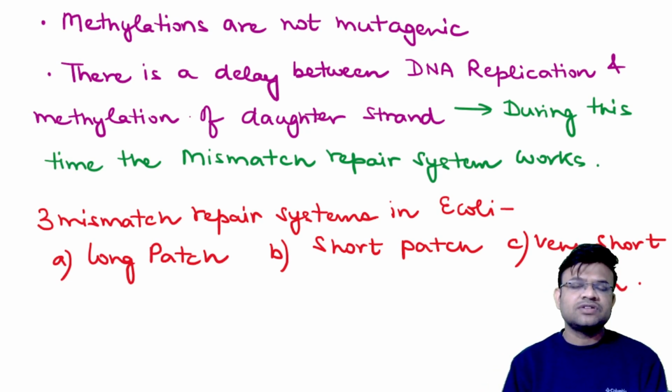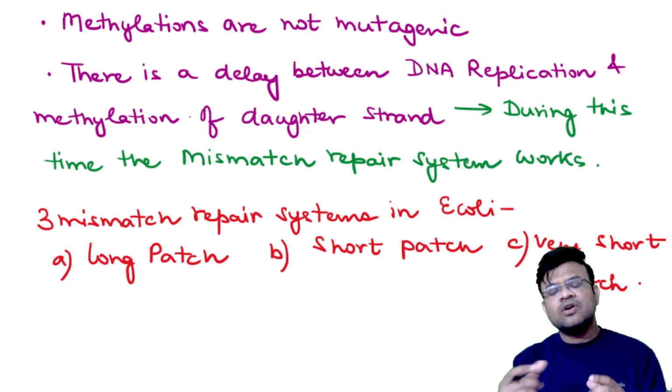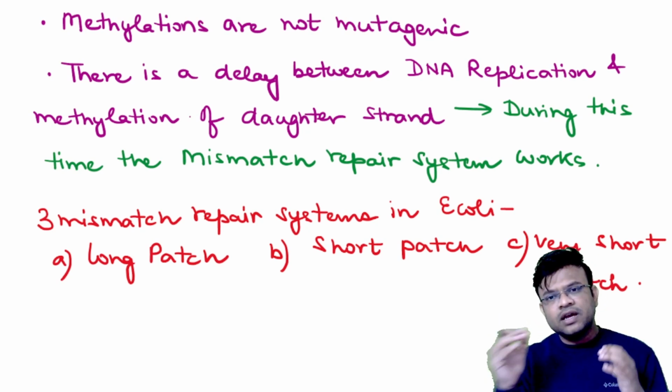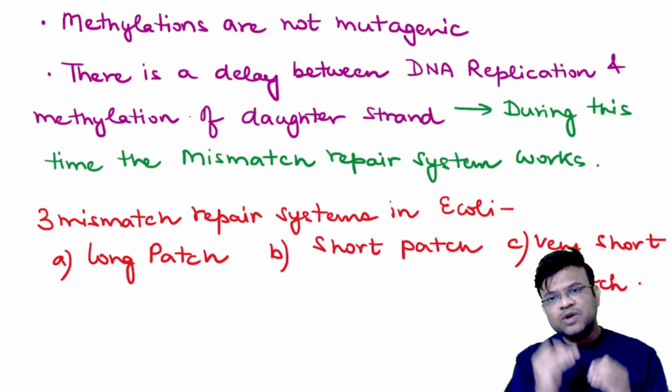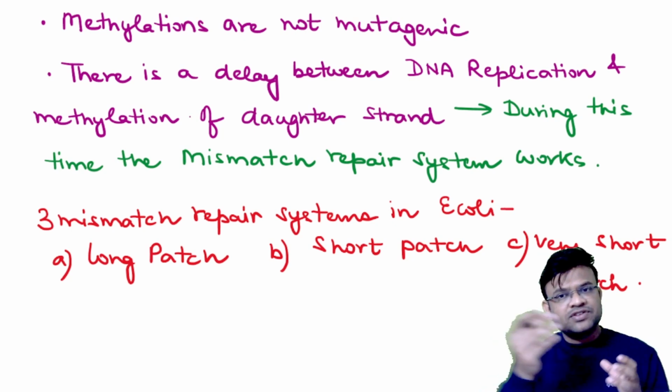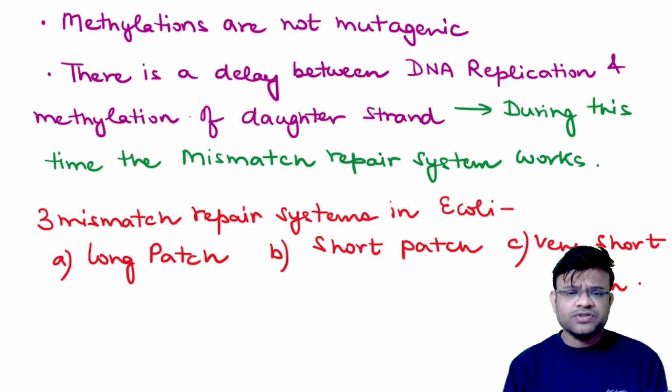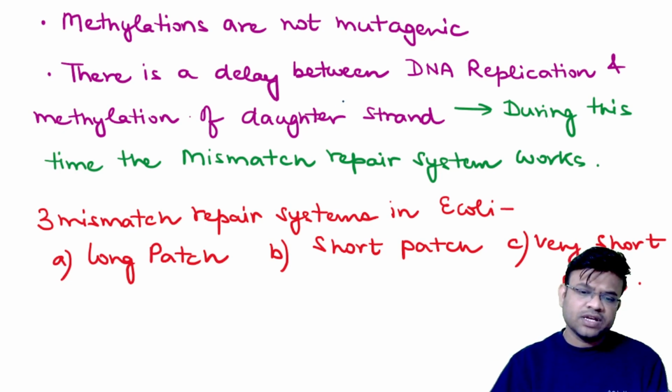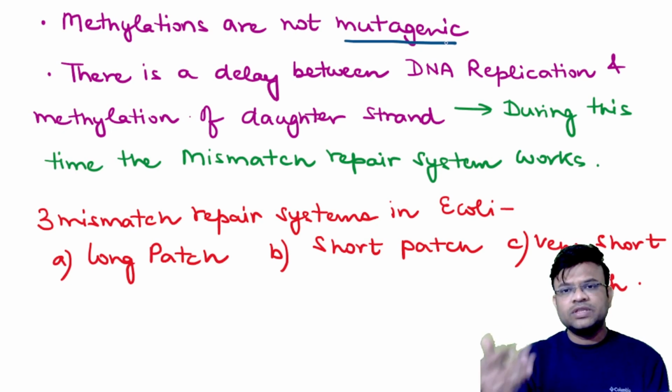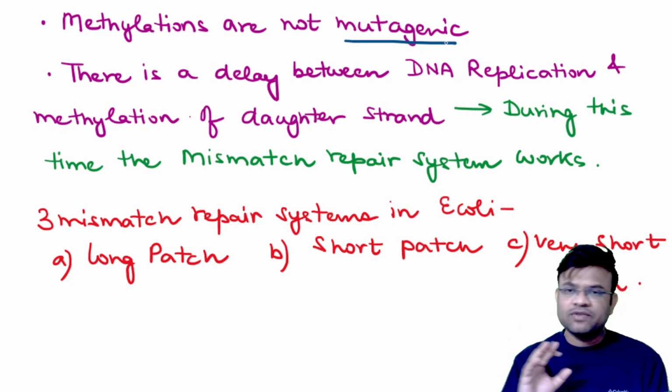Because whatever methylations are done in order to differentiate between the two strands, the parent strand and the daughter strand, they are not at all mutagenic, so they would not create any problem with the mutations. So there will be no problem with respect to mutations.